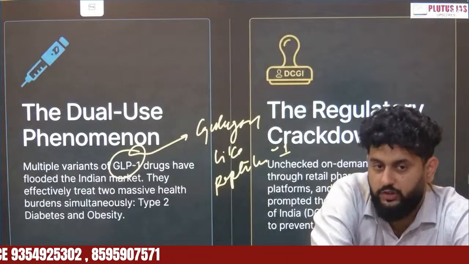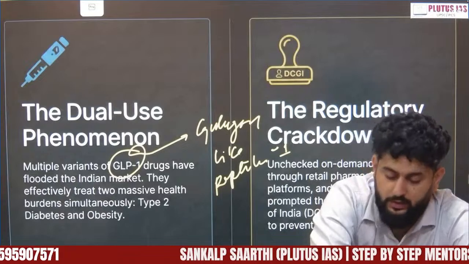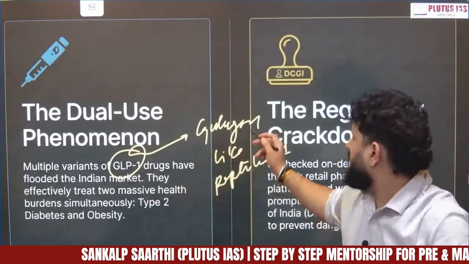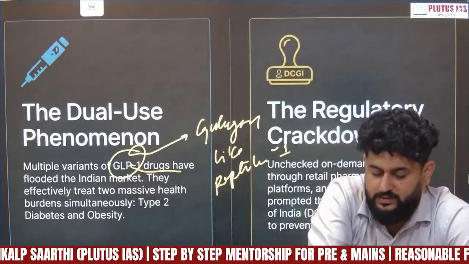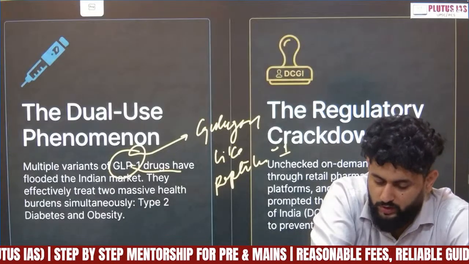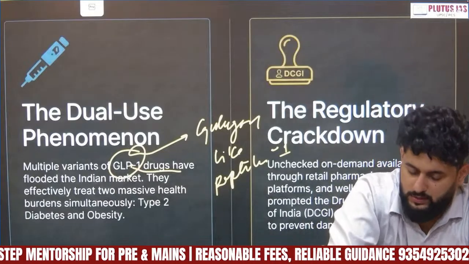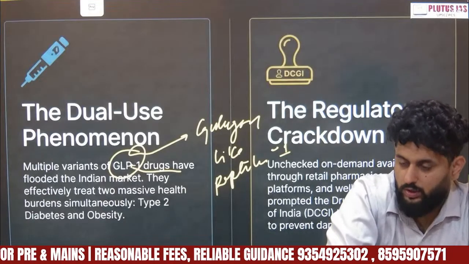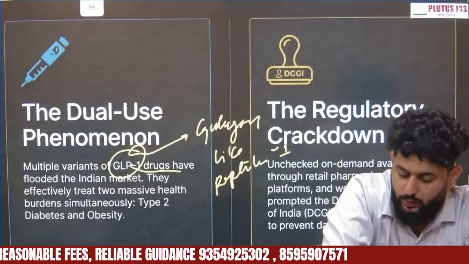Now, what are GLP-1 drugs? Scientists create medicines that mimic the GLP-1 hormone. These are called GLP-1 receptor agonists. They are used for type 2 diabetic patients and obesity treatment.